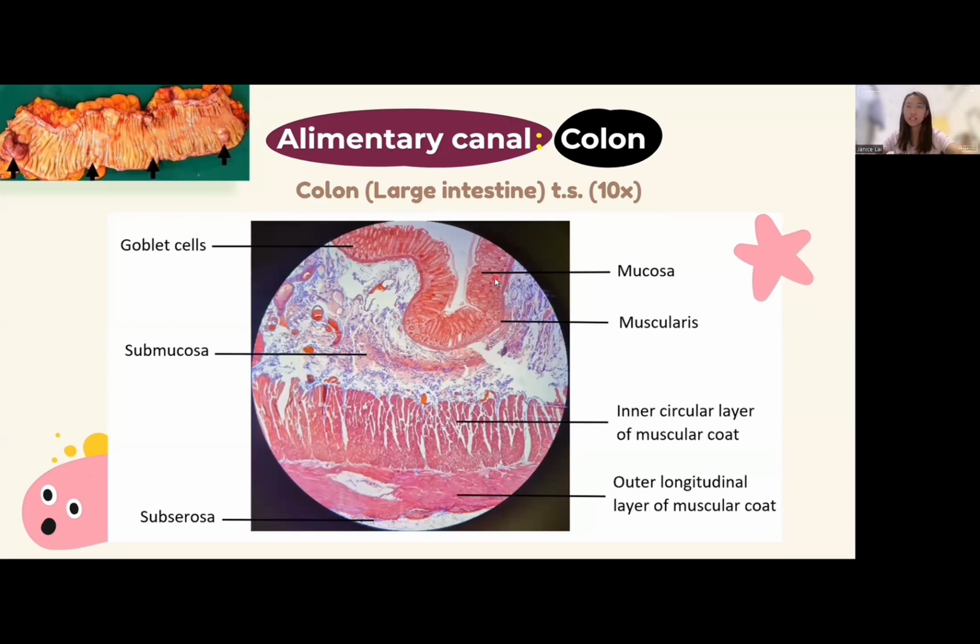The first layer is called mucosa, the second layer is submucosa, and the third layer is the muscular coat, which consists of an inner circular layer and an outer longitudinal layer. The last layer is subserosa over here. This is the goblet cells, and the layer of mucosa is muscularis.